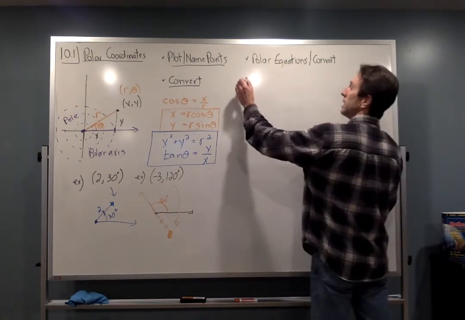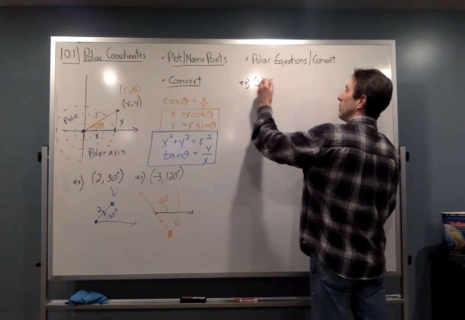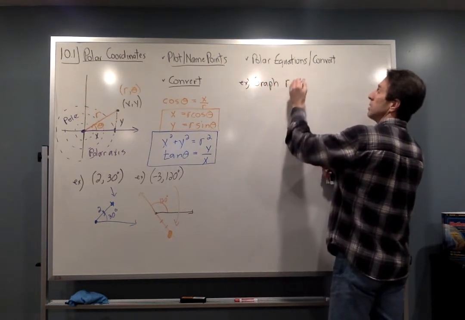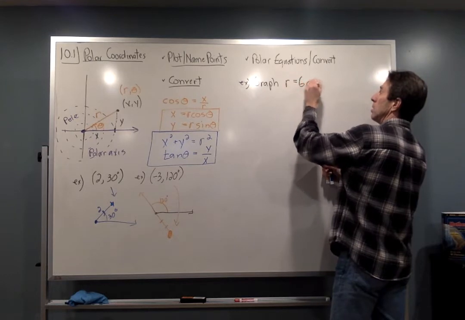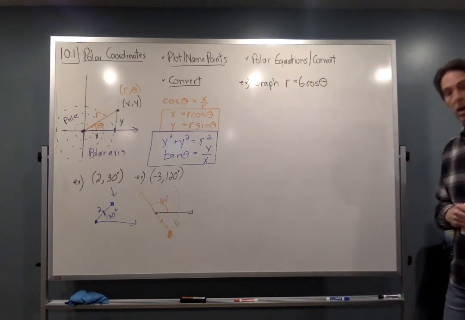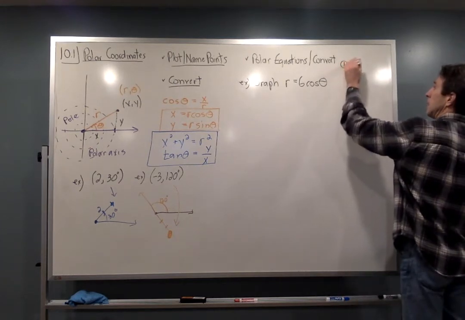Let's just take a look at an example. If we happen to be expected to graph r equals 6 cosine theta, we've got some options. One option is your calculator.